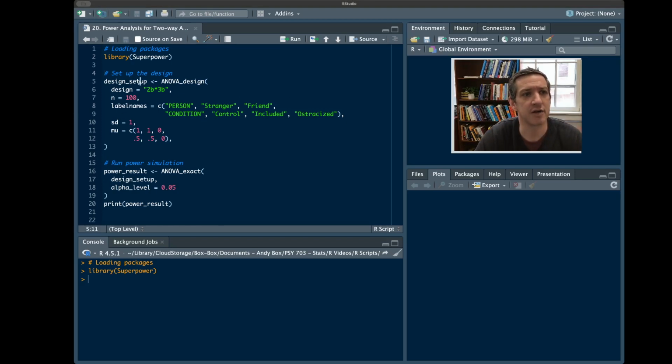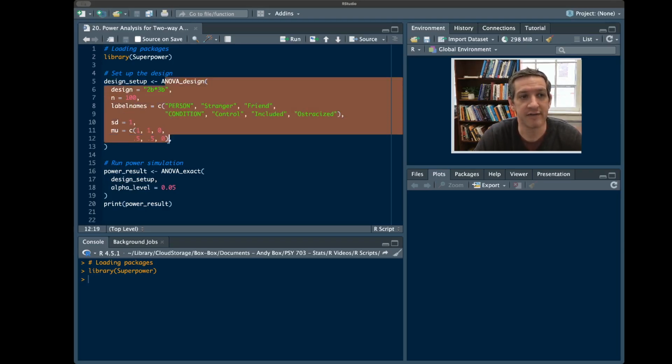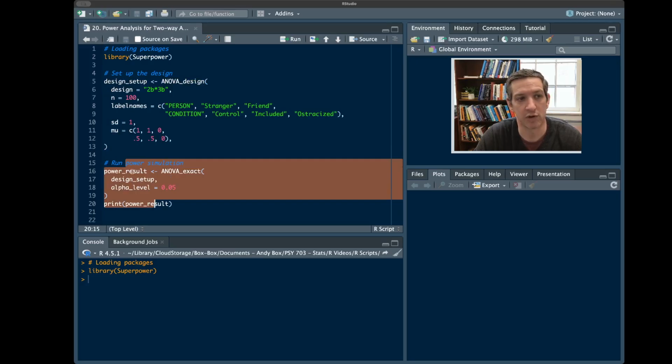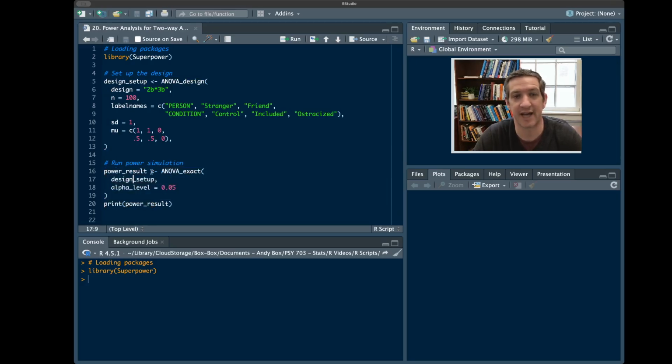So for starters, we're going to create this object here, giving it all of the information about our design, and we're going to call it design setup. And then once we've done that, down here, we're going to use design setup to actually compute the power. Not as tricky as it sounds. Let's just go through one step at a time.